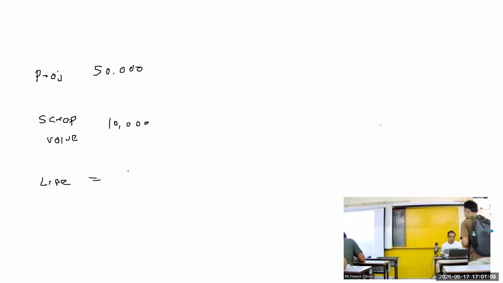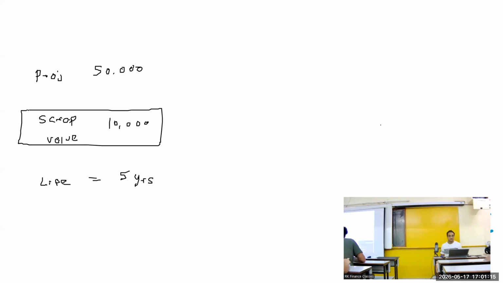So the projector's cost is 50,000. Salvage value or scrap value is, let's say, 10,000, and the projector's life is expected to be 5 years. So the new thing that I added, which was not there yesterday, was this scrap value. So the projector cost was 50,000 and life was 5 years.